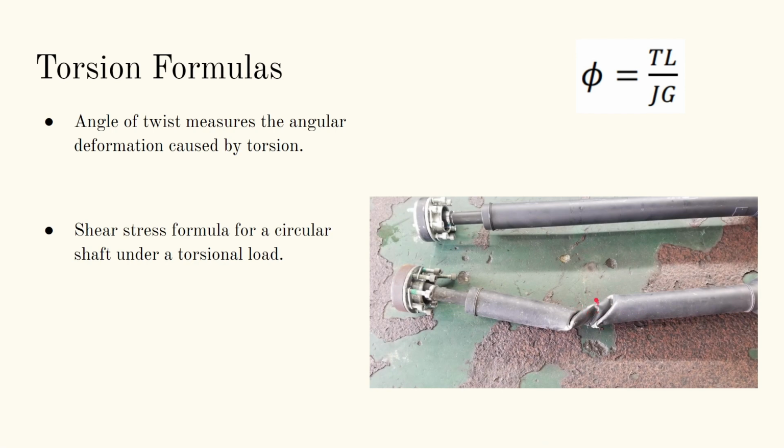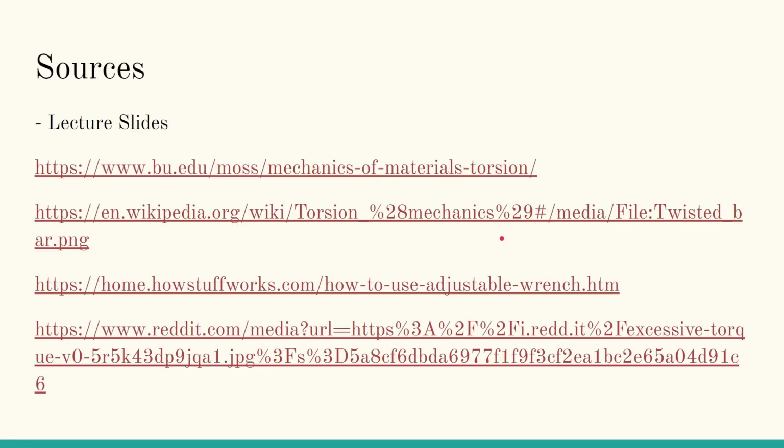So it's a car, and cars are important and relevant, and you can see how it's important to understand this to prevent this from happening, since we're going to be engineers designing cars and stuff. So here's the end. Hopefully by now you can solve a lot of problems using torsion with all the formulas and stuff. Here are my sources.